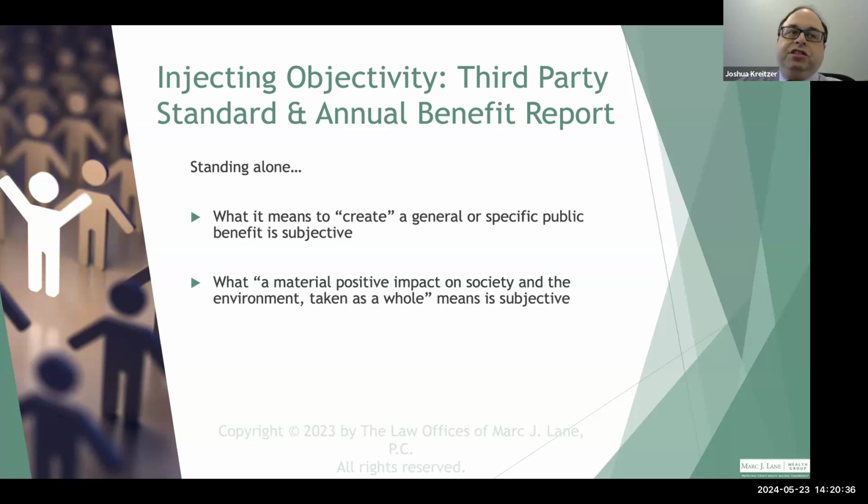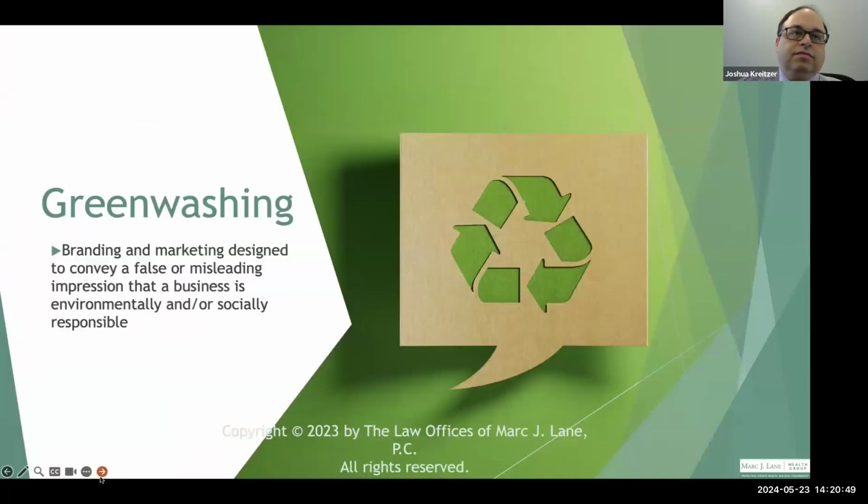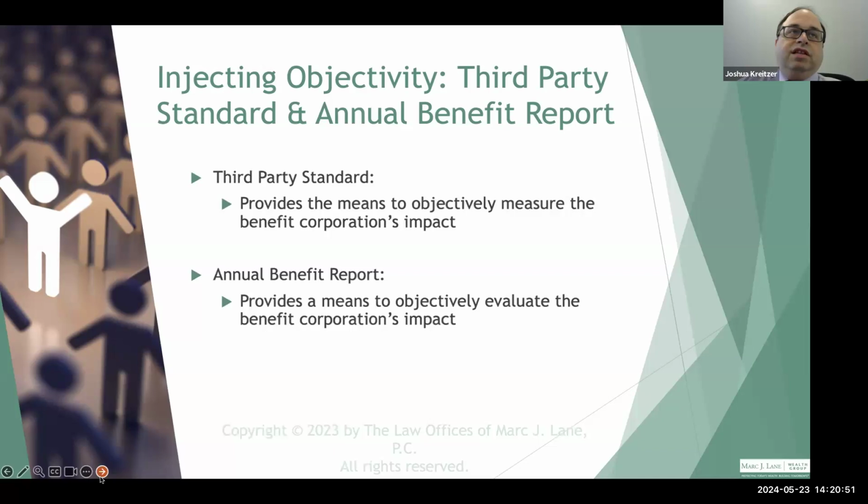And we see that in relation to greenwashing, which we hear about sometimes, and that's branding and marketing designed to convey a false or misleading impression that a business is environmentally and or socially responsible. So that is why we have the third-party standard and the annual benefit report. The third-party standard provides the means to objectively measure the benefit corporation's impact, and an annual benefit report provides a means to evaluate the benefit corporation's impact.